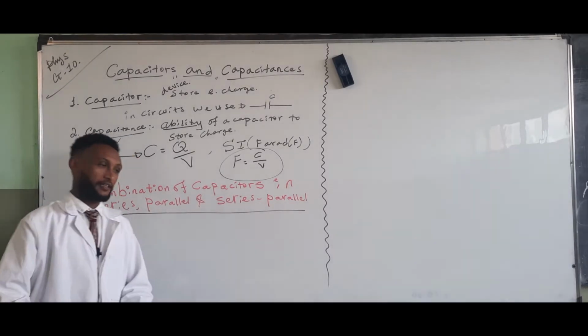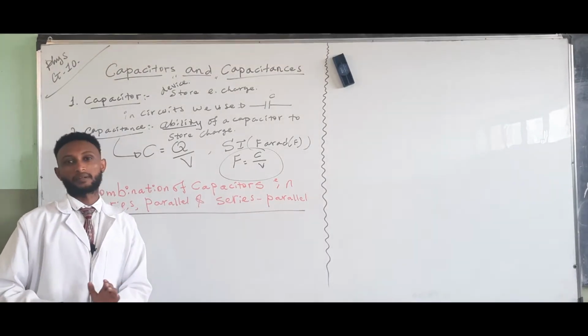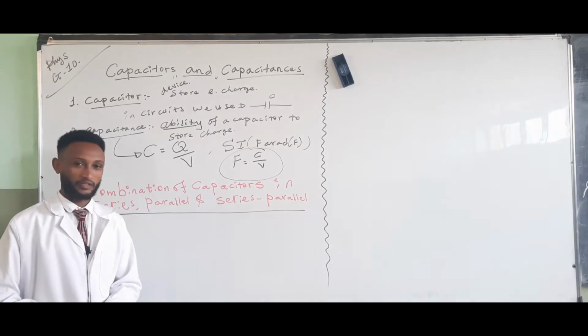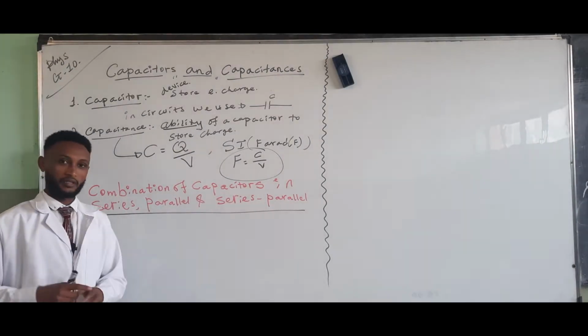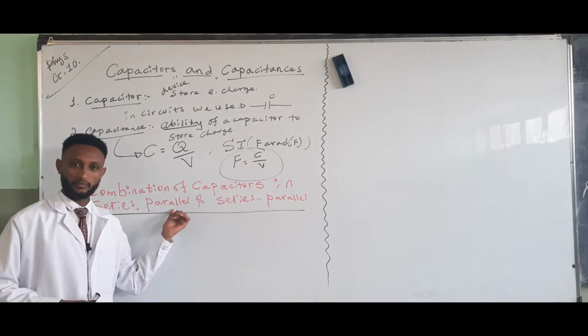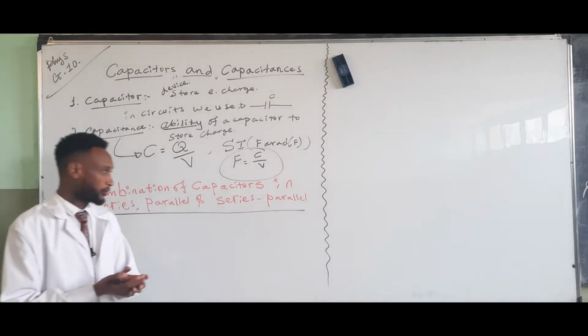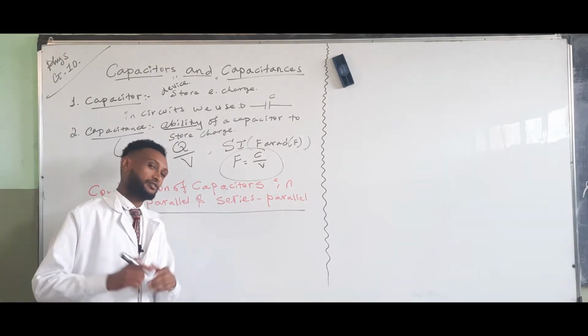Let's see the combination of capacitors. When more capacitors are combined in one circuit, we find the resultant according to their combinations. They can be combined in series as well as in parallel, and a combination of the two in one circuit gives series-parallel or parallel-series combinations. Let's see one by one.